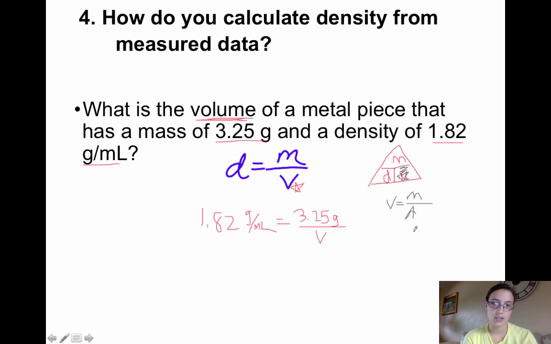Or you can actually solve this using algebra. We would need to multiply both sides by volume because it's on the bottom. So now I have 1.82 times V. You divide by 1.82, divide both sides. So 3.25 divided by 1.82. Notice it's still the same thing, grams per milliliter. So I'm going to do 3.25 divided by 1.82.